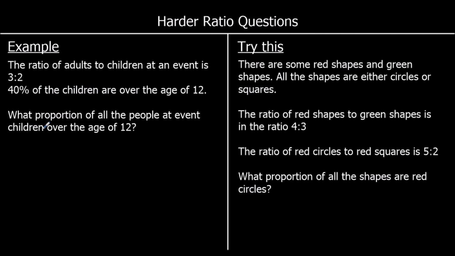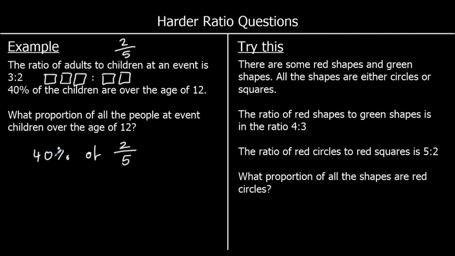So it's 40% of the children, so 2 parts out of 5 in total. So 2 parts are children out of 5 parts in total. So we can say 2/5 of the people are children. 3 parts are adults. 2 parts are children. So 2 out of 5 are children.